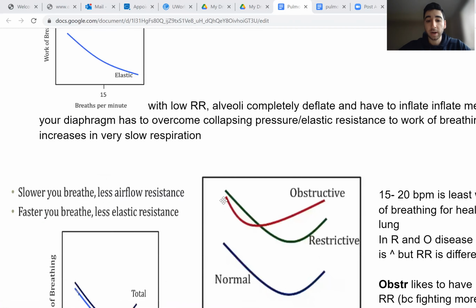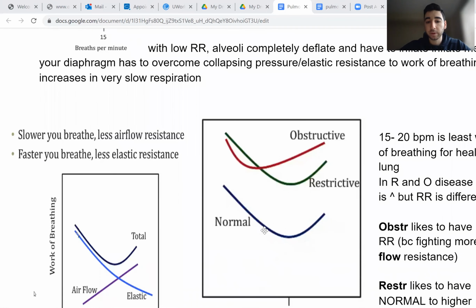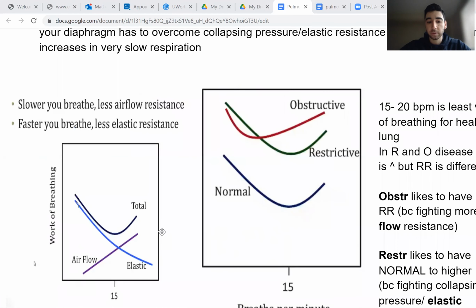And when we look at this graph, we can see that from the normal, it's shifted up and to the left. So this airflow part, this purple line here, will be shifted upwards. Like with the same slope, it's going to shift upwards, and it's going to push this red part of the graph up like that. That's why patients with obstructive disease tend to breathe slower.